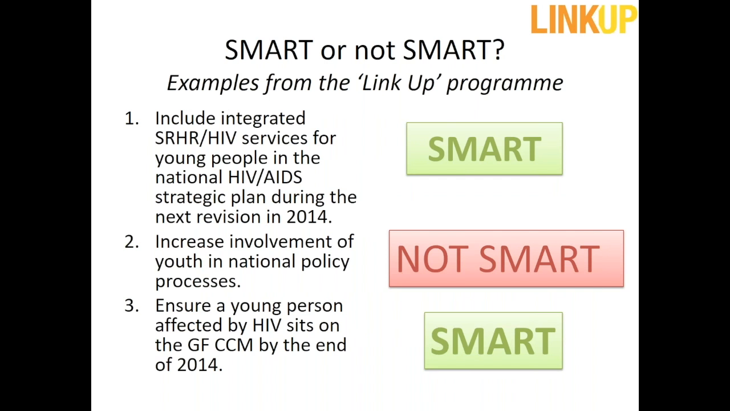And this is just some examples from the Link Up program we use for training in SMART objectives. And yeah, you can see this is an example of a SMART statement. Include integrated services for young people in a national strategic plan by 2014. Very specific and measurable. You can see it in the plan. Not SMART, increase the involvement of youth in national policy processes. Well, what does that mean? Doesn't mean anything really. And then lastly, SMART, ensure one young person affected by HIV sits on the Global Fund CCM by the end of 2014. Very specific, it's measurable, it's focused, and you know you've achieved it.